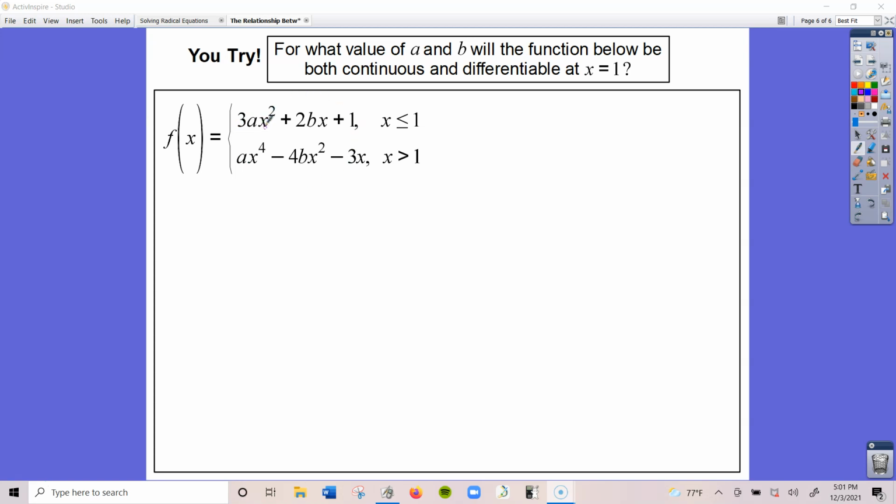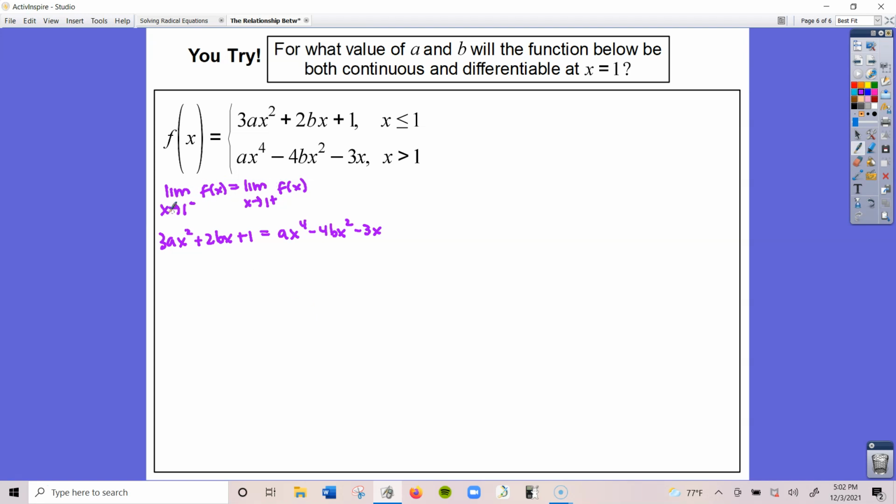If this function is going to be continuous, the function value must be defined, which you see that equal to symbol, it is defined. So now I'm going to set up my limits. The limit as x approaches 1 from the left of f of x must equal the limit as x approaches 1 from the right of f of x. Now we're going to replace these limits with those equations. So 3ax squared plus 2bx plus 1 must equal ax to the fourth minus 4bx squared minus 3x.